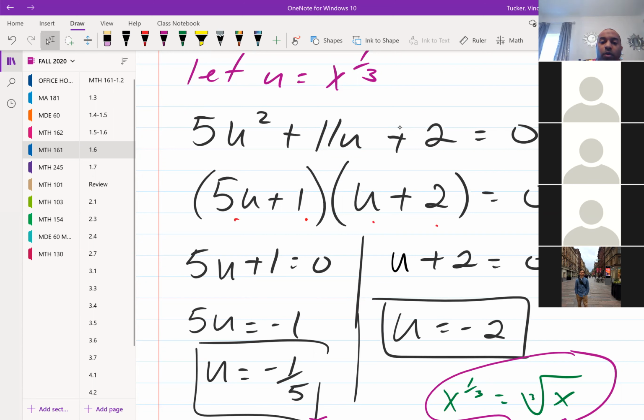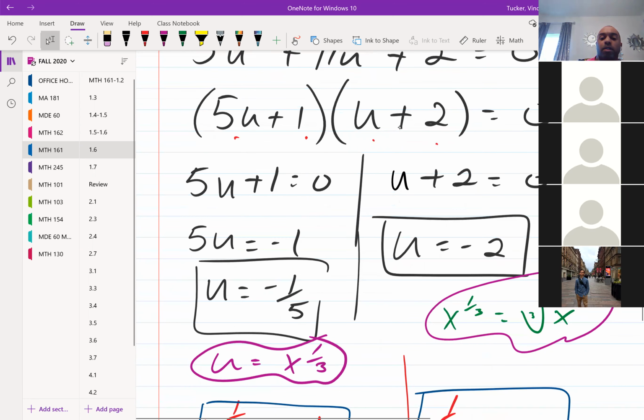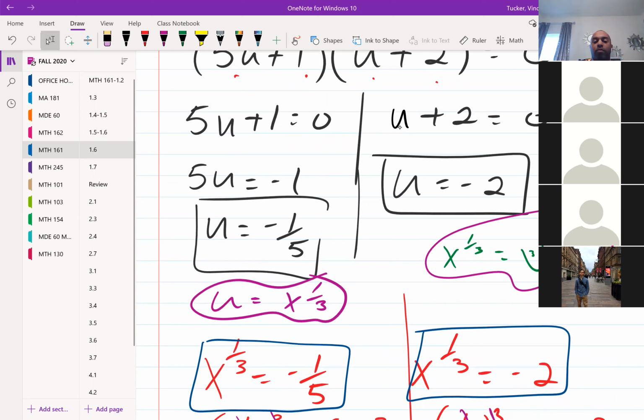All right, so before we finish this off, questions on how we got here. So don't forget, these are not our solutions. They're just going to help us get to the solutions, because u is not what we're solving for. x to the 1/3 is what we substituted in for u. So we put x to the 1/3 back in there. And that's what we're looking at. x to the 1/3 equal to negative 1/5. x to the 1/3 equal to negative 2.